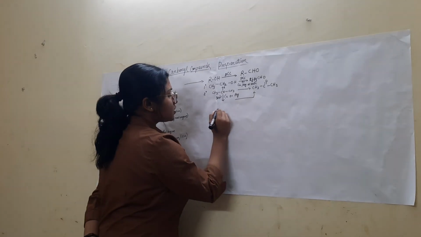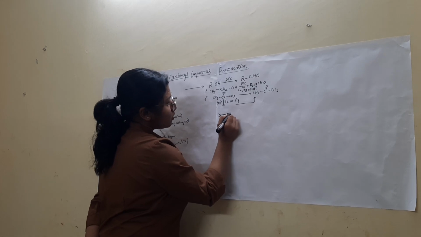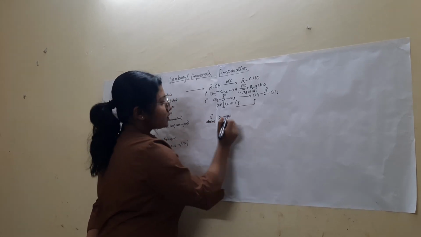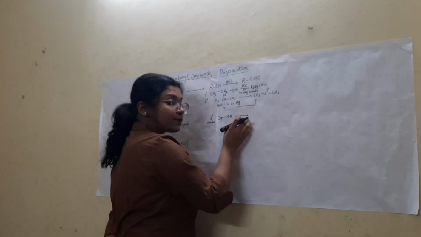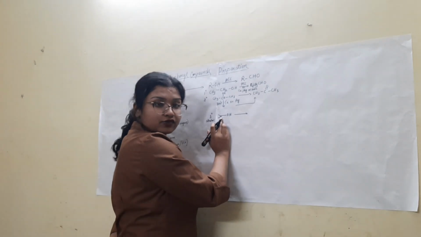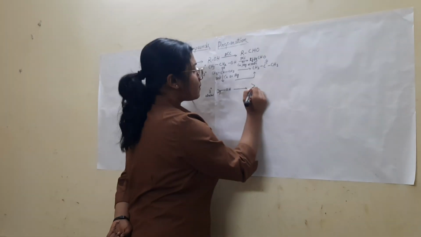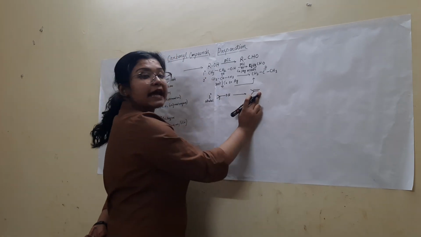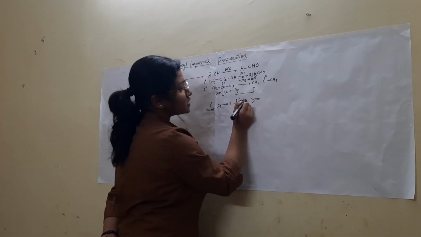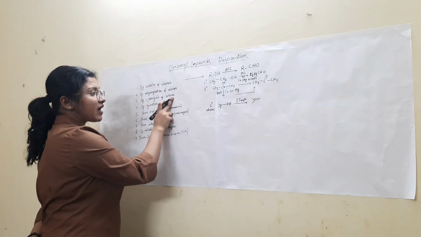But if we use 3-degree alcohol, the product that we will be getting, because there is no alpha hydrogen attached to the carbon to which OH is attached, it will form an alkene by elimination mechanism. So now third is by ozonolysis of alkene.